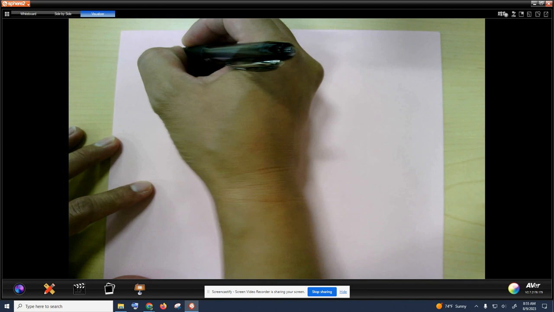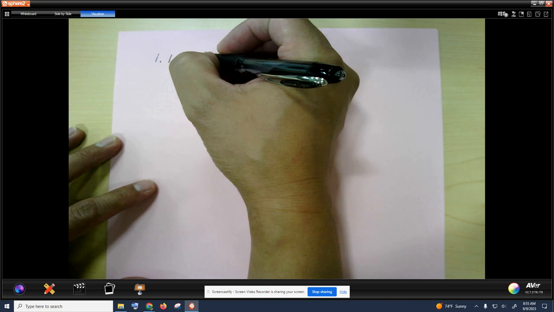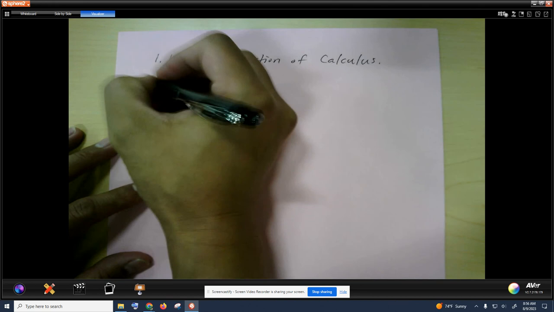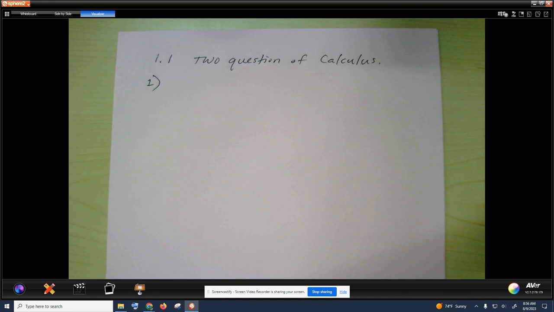How to organize your notes. 1.1. And then you could say, and 1.1 was the two questions of calculus. So, first question of calculus, who remembers?